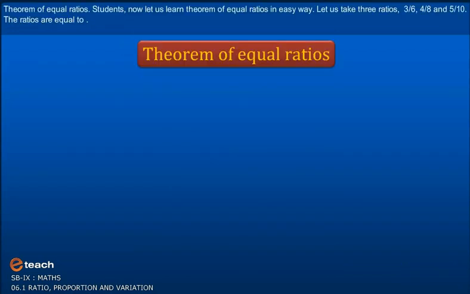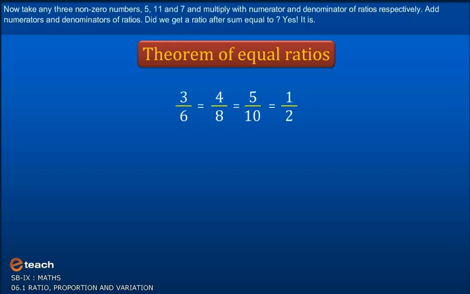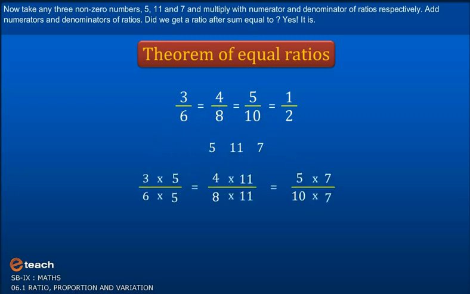Theorem of equal ratios. Students, now let us learn theorem of equal ratios in easy way. Let us take three ratios: 3 by 6, 4 by 8 and 5 by 10. The ratios are equal to 1 by 2. Now take any three non-zero numbers, 5, 11 and 7, and multiply with numerator and denominator of ratios respectively. Add numerators and denominators of ratio. And did we get a ratio after sum equal to 1 by 2?